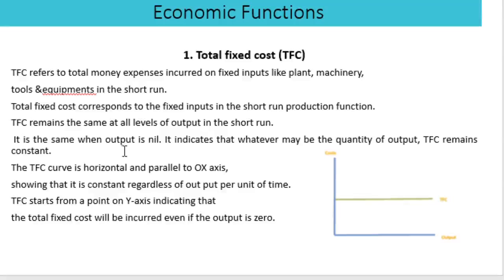When the output is zero, the total fixed cost will be the same. It indicates that whatever the quantity of output, total fixed cost remains constant. It is horizontal and parallel to the x-axis. Total fixed cost is horizontal and parallel, which means it is constant. Regardless of how the output may vary, the cost remains the same, and the total fixed cost will be there even if the output is zero.